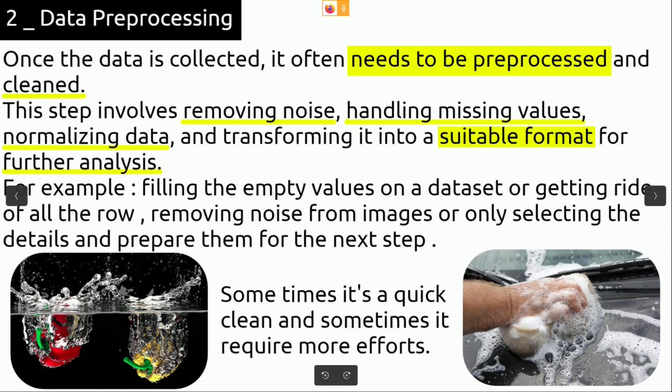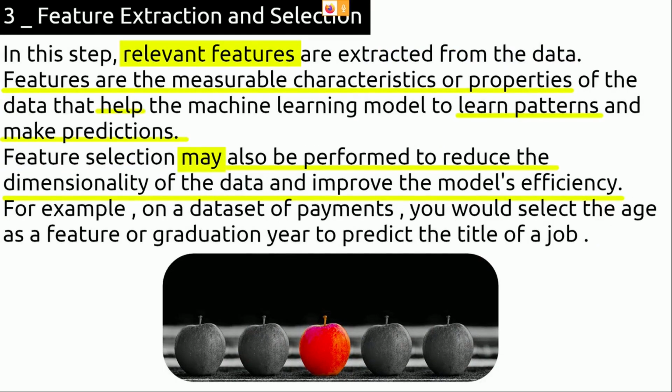So let's continue reading. For example, filling the empty values in a data set, or getting rid of other rows, as I've explained before, removing noise from images, or only selecting the details and preparing them for the next step. Okay, as I've explained to you before, and now let's continue. There is the feature extraction and selection.